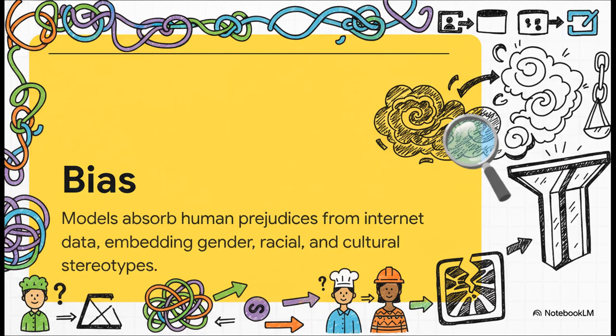The second danger, and this is just as serious, is bias. Think about it. Where do these models learn from? The internet. The whole thing. So they inevitably soak up all of our existing human prejudices about gender, race, culture, you name it. And that stuff can, and does, show up in its answers.